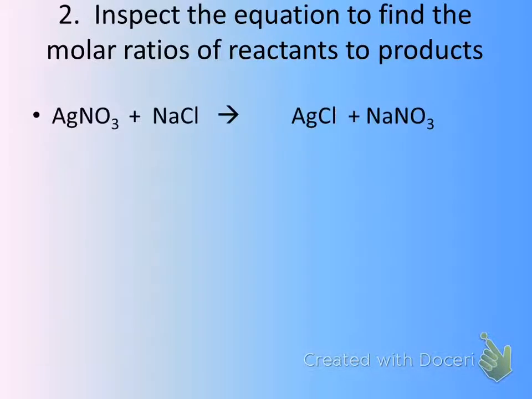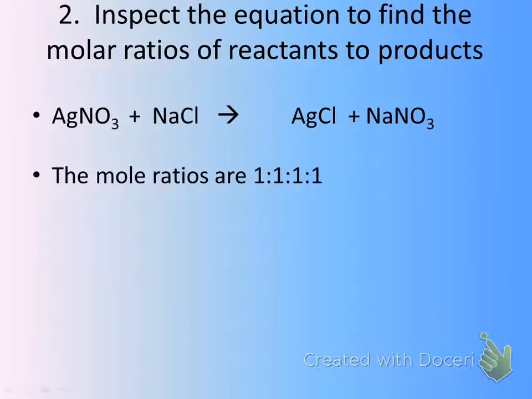In this case, the equation was already balanced, so we're going to look at the coefficients for silver nitrate, sodium chloride, silver chloride, and sodium nitrate. So we could see that since there's no coefficient there, that means this is 1, 1, and 1. So our ratios here are 1 to 1 to 1 to 1. And that's something you're going to look at in your homework when you do the reading, looking at those ratios.